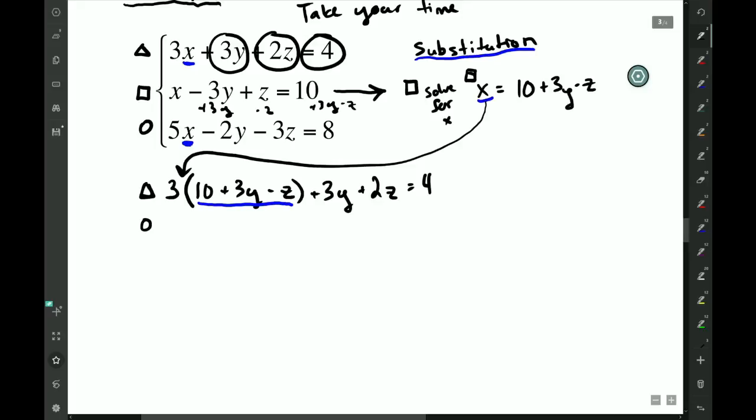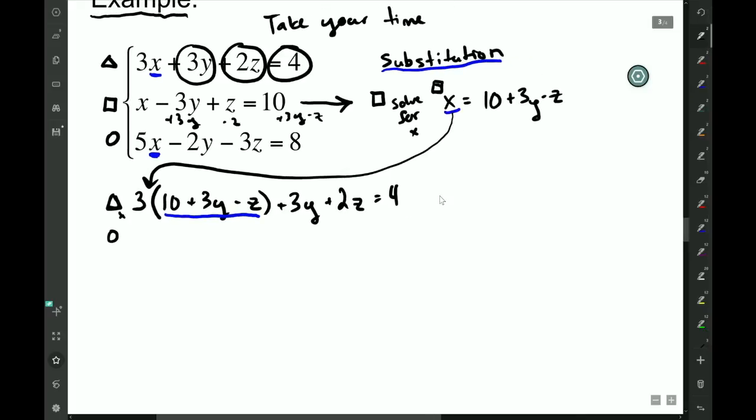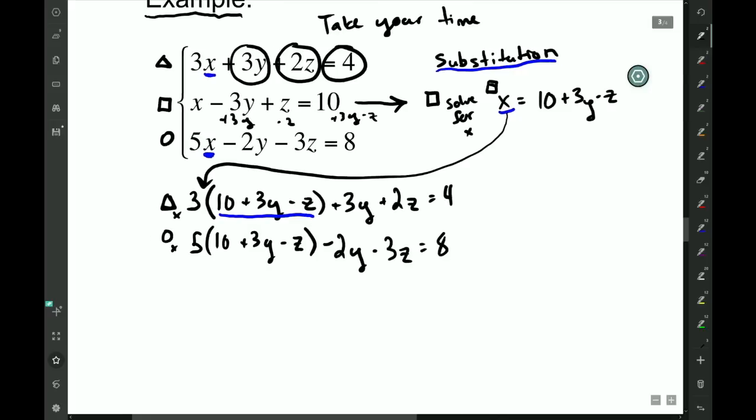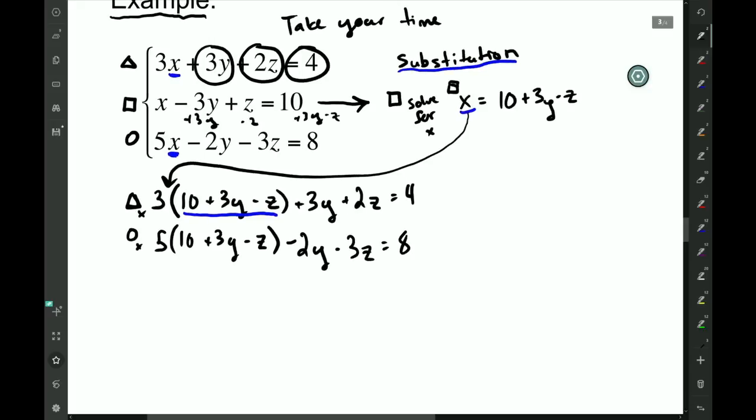Okay, and again, we're going to do the same thing in circle. So we can call this triangle with x, circle with x. And with circle with x, I have 5 times the quantity, again, 10 plus 3y minus z, minus 2y minus 3z equals 8. Okay, now we are going to simplify and continue.